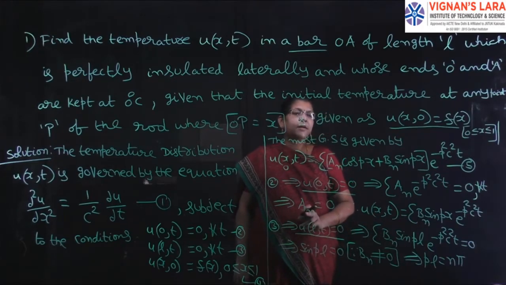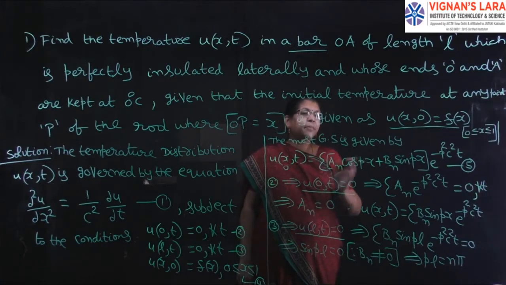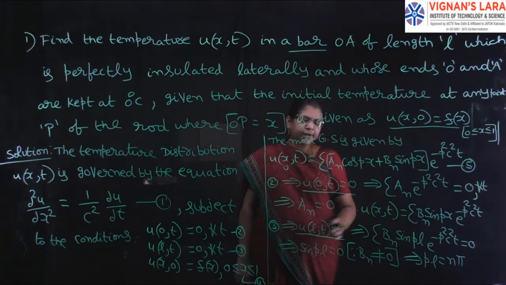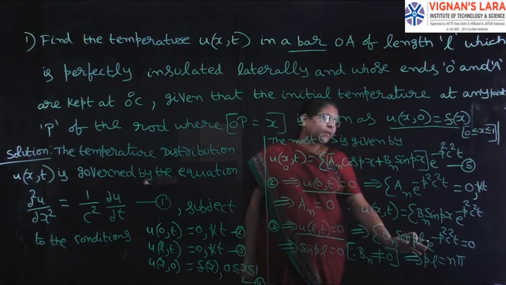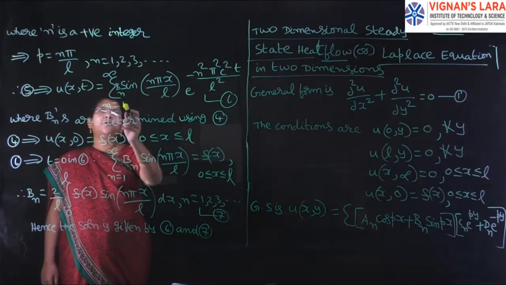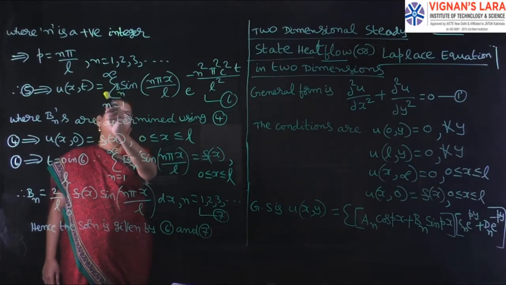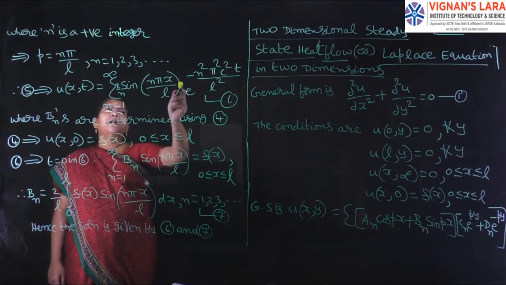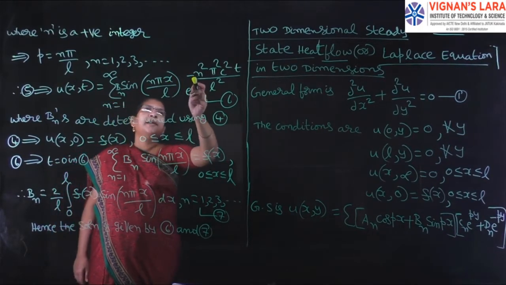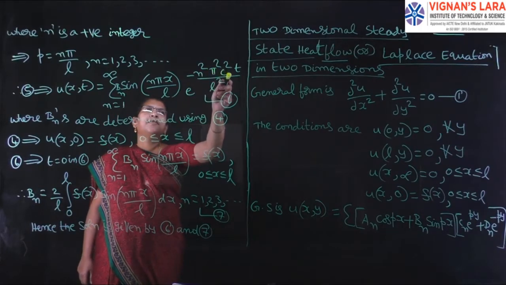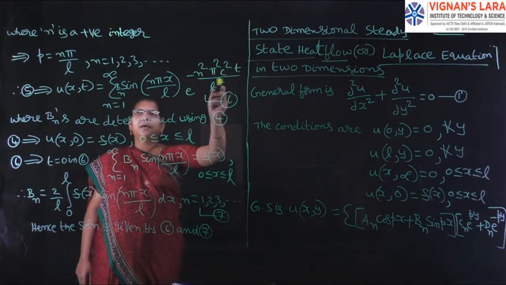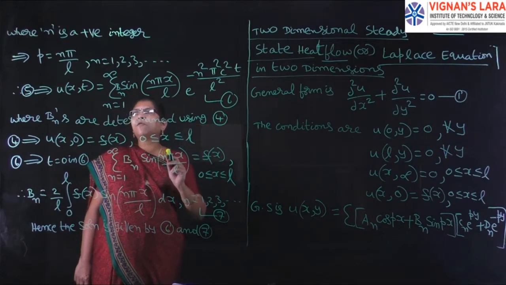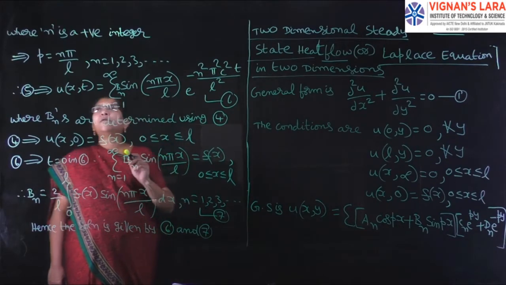When will you say that sin function is 0? Sin theta equal to 0 means theta equal to n pi. Sin Pl equal to 0 means Pl equal to n pi. U of x comma t equal to summation n equal to 1 to infinity Bn into sin Px. What is P? N pi by L into x into e power minus n square pi square c square by L square into t. That means in equation number 5 we have substituted p equal to n pi by L.